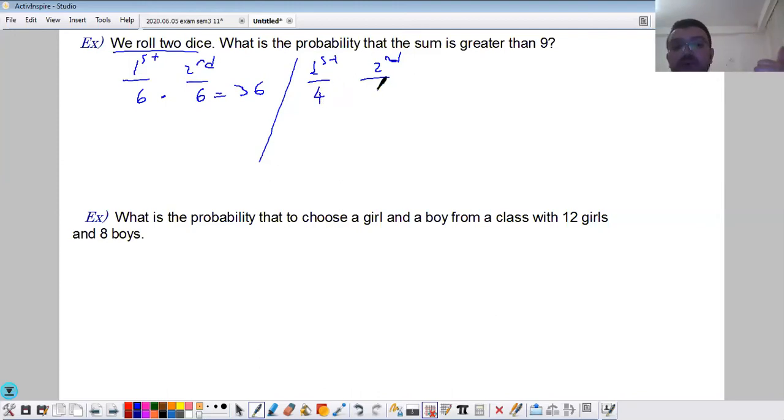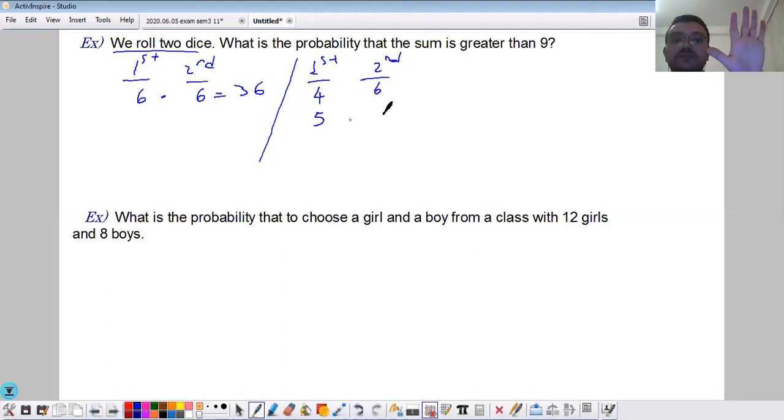If the first is 4, second is 6, that's greater than 9. That's one option. I should consider all the options one by one. 4 and 5 doesn't work because it's equal to 9. So I finished checking the 4.